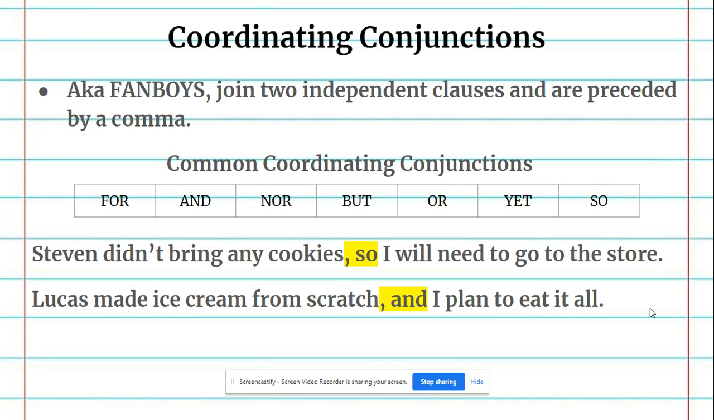Examples of how to use a coordinating conjunction in a sentence are the two examples below. Stephen didn't bring any cookies, so I will need to go to the store. See how so, the common coordinating conjunction, is preceded by a comma to join the two independent clauses together. Lucas made ice cream from scratch, and I plan to eat it all. Again, the common coordinating conjunction is preceded by a comma, joining the two independent clauses together.